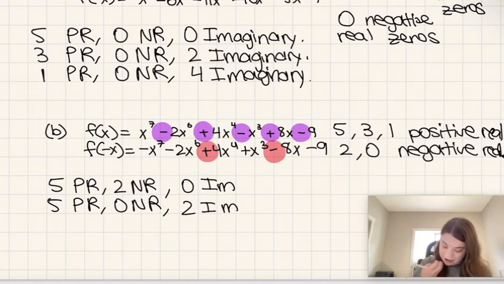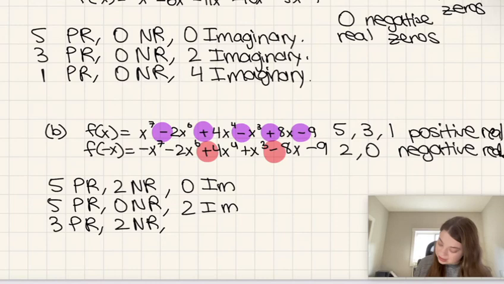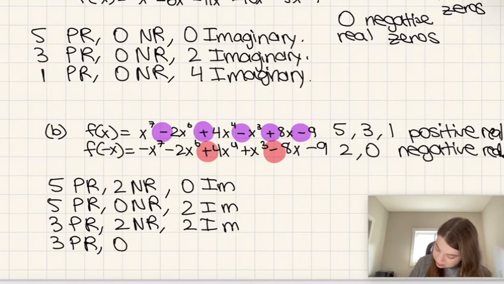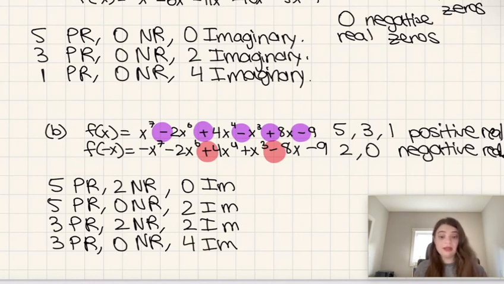Okay, so that's it for 5 positive real. There also could be 3 positive real and 2 negative real, and in that case, there must be 2 imaginary in order for this to add to 7. There also could be 3 positive real with 0 negative real, which would mean there'd have to be 4 imaginary in order for all this to add up properly, to add up to 7.